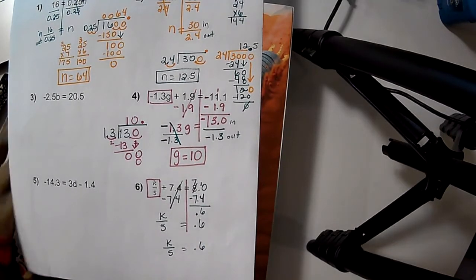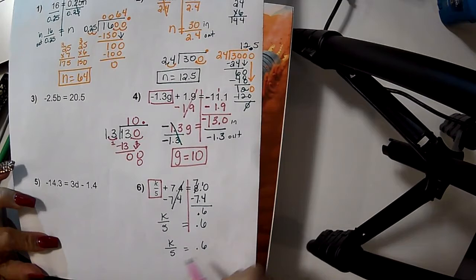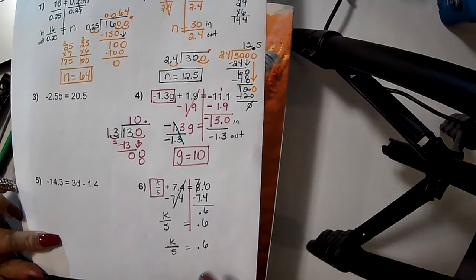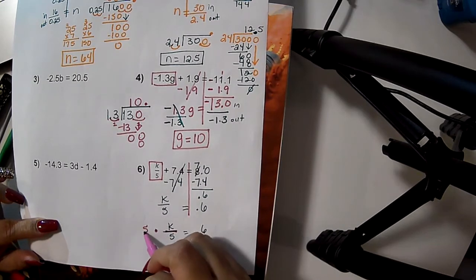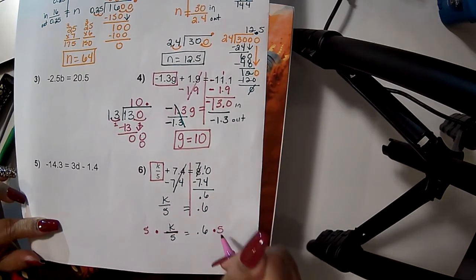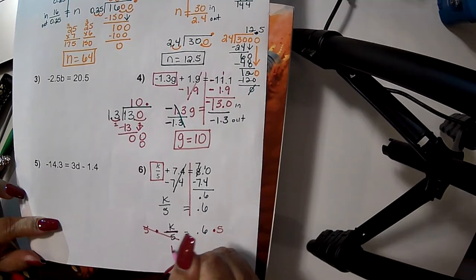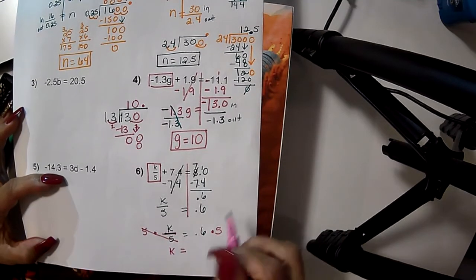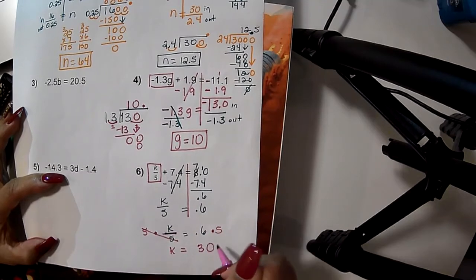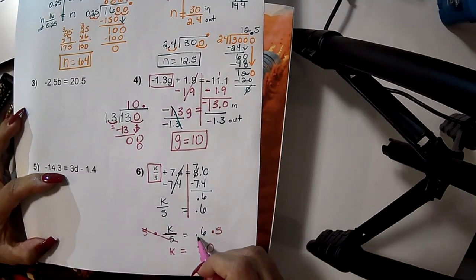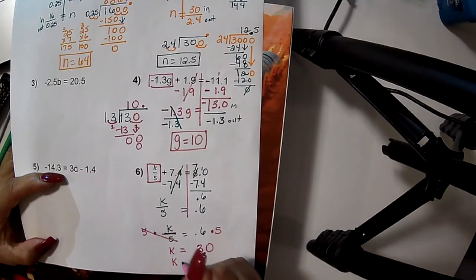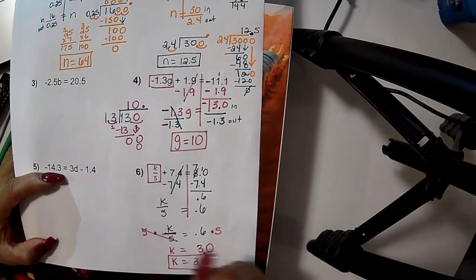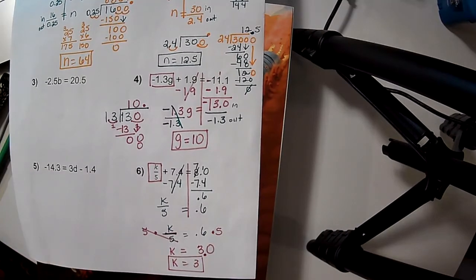So I'm going to continue with my strategies again. I know that if this is a division, I'm going to have to multiply. So I'm going to multiply both sides by 5 in order to cancel out. That cancels out. k is equal to 0.6 times 5. That's going to be 30. And I notice that I have one decimal place, so I'm going to move it over one time. So then, finally, k is equal to 3 as my final answer.